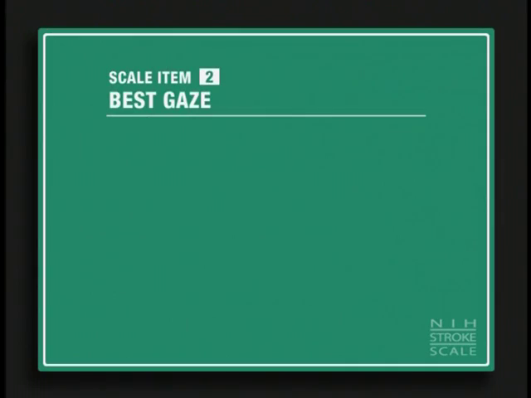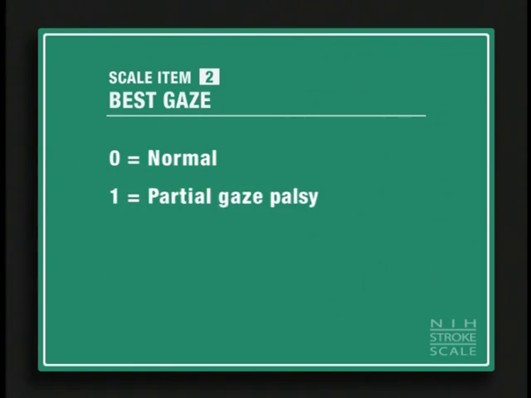Let's look at how this scale item is scored. Score a 0 if the tasks are performed correctly. If a patient has ocular rotary problems, such as a strabismus, but leaves the midline and attempts to look both right and left, the patient should be considered to have a normal response. Score a 1 for partial gaze palsy.